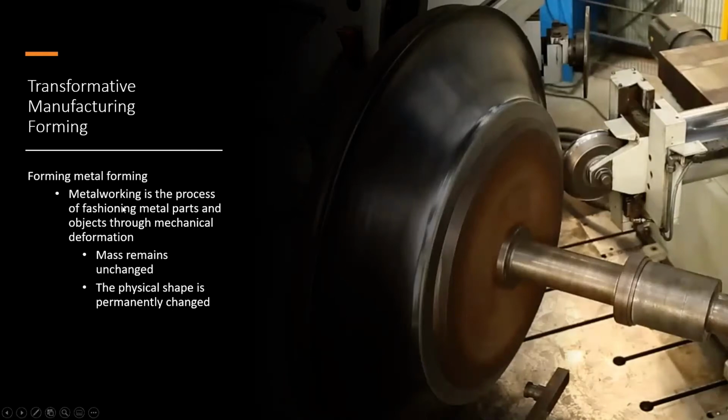Forming is often also called metalworking, but it's the process of fashioning metal parts and objects through mechanical deformation. The big call out here is that the mass of the material is going to remain unchanged. Unlike with additive manufacturing, subtractive manufacturing, or casting, where you are either adding or removing material and changing the final mass, this is just physically changing the shape of whatever you're working with.